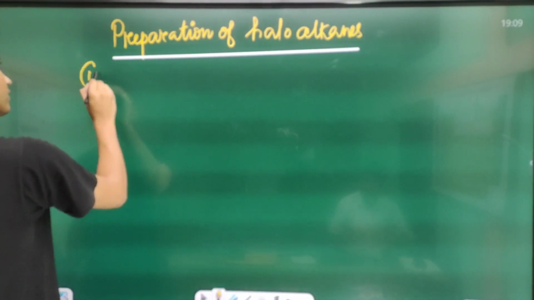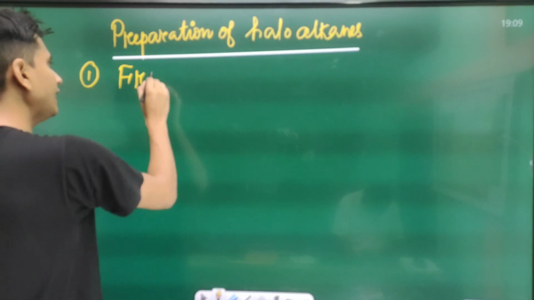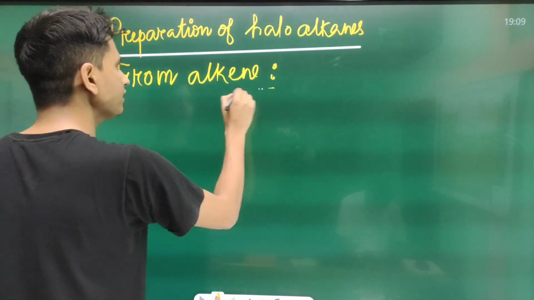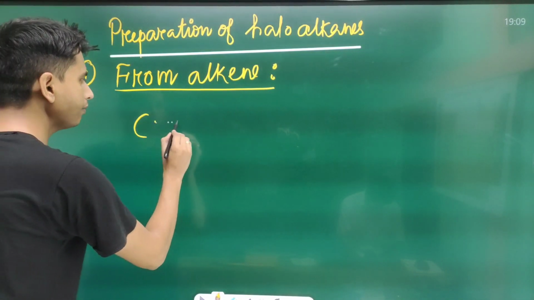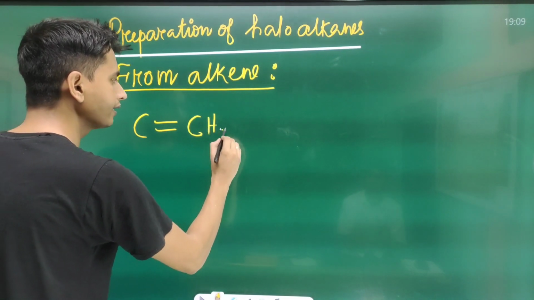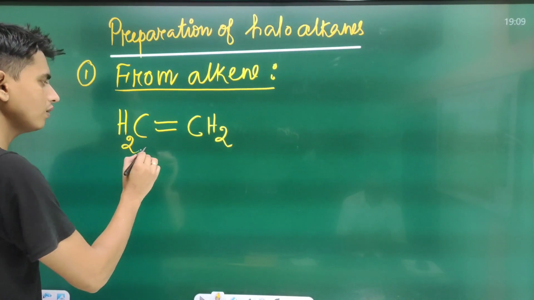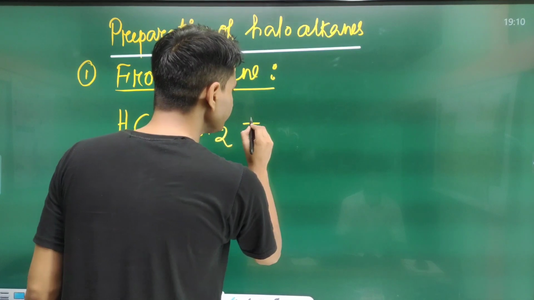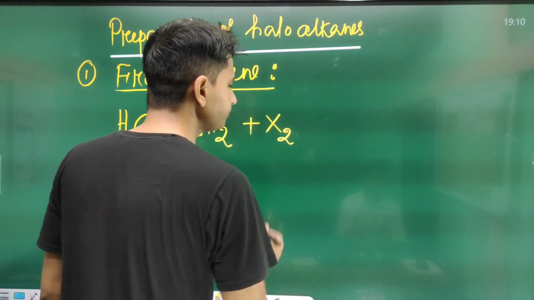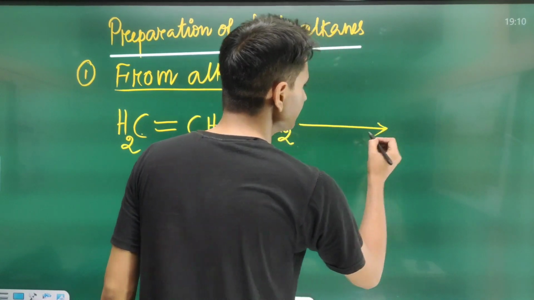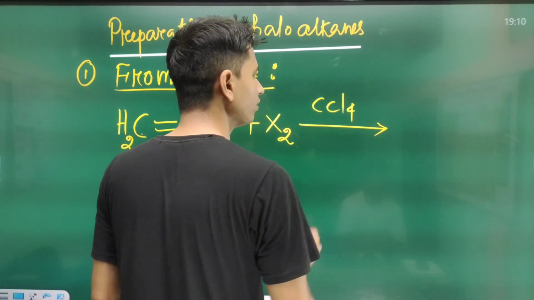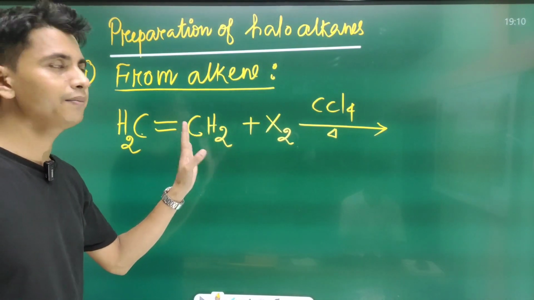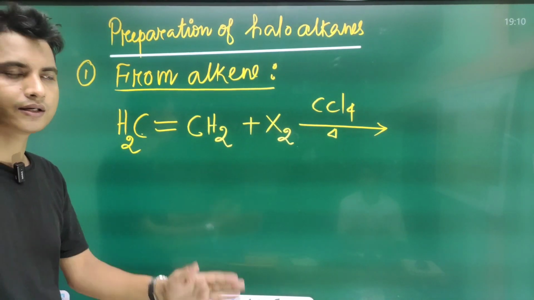First, preparation from alkene. What is alkene? Alkene compounds are those compounds in which there is a carbon-carbon double bond. Suppose this is the first member of the alkene compounds, which has a carbon-carbon double bond. When it is treated with a halogen molecule, suppose X2, in the presence of a solvent, that is CCl4, depending on the halogen atoms, this is called halogenation of alkene. By this means we can prepare one kind of haloalkane type compound.